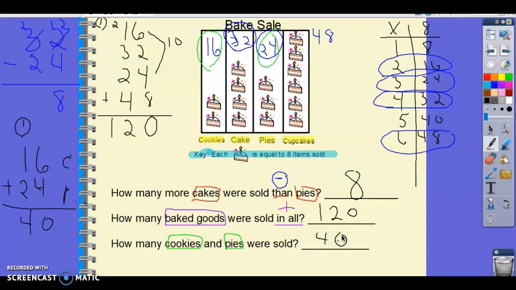So boys and girls, remember the most important thing for a pictograph is that you look for and you find that key and you find the rule or the pattern that you're going to be counting. What is the value of each picture in my pictograph?